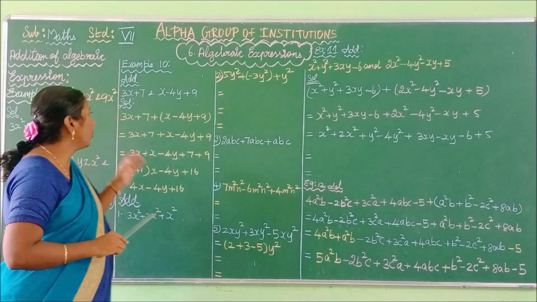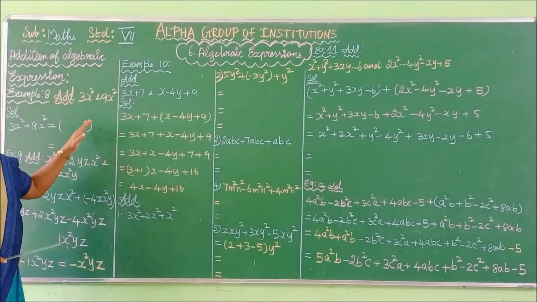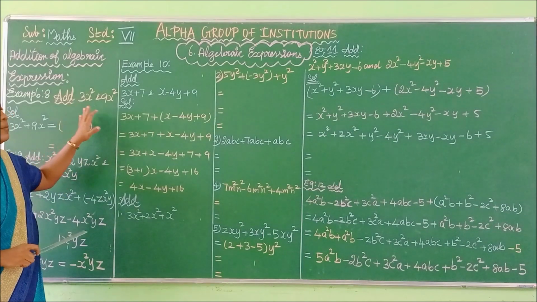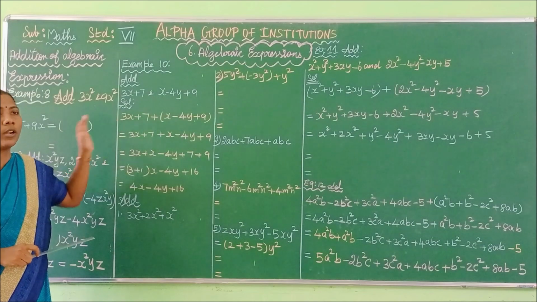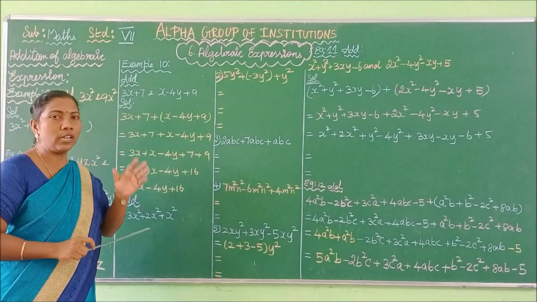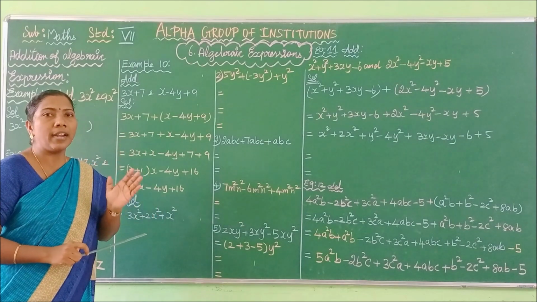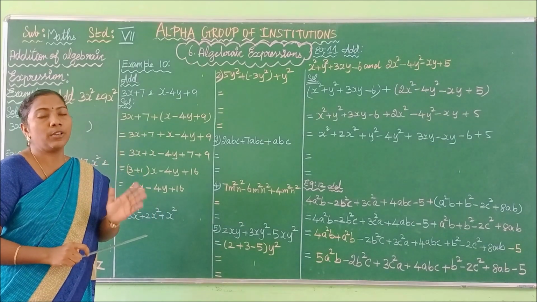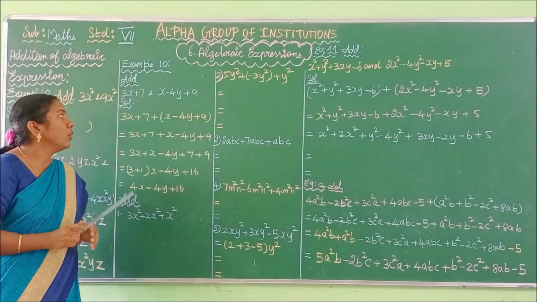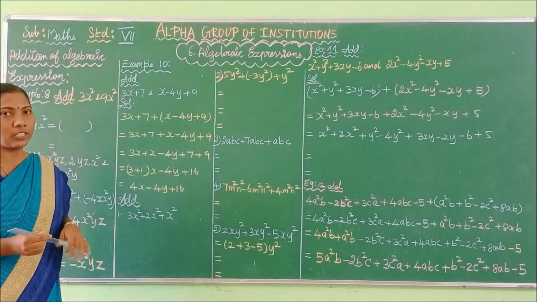Before adding and subtracting algebraic expressions, you have to notice whether the terms are like or unlike. Only the like terms should be added or subtracted. If it is an unlike term, it should not be added or subtracted. You can easily understand the addition and the subtraction by seeing the examples.